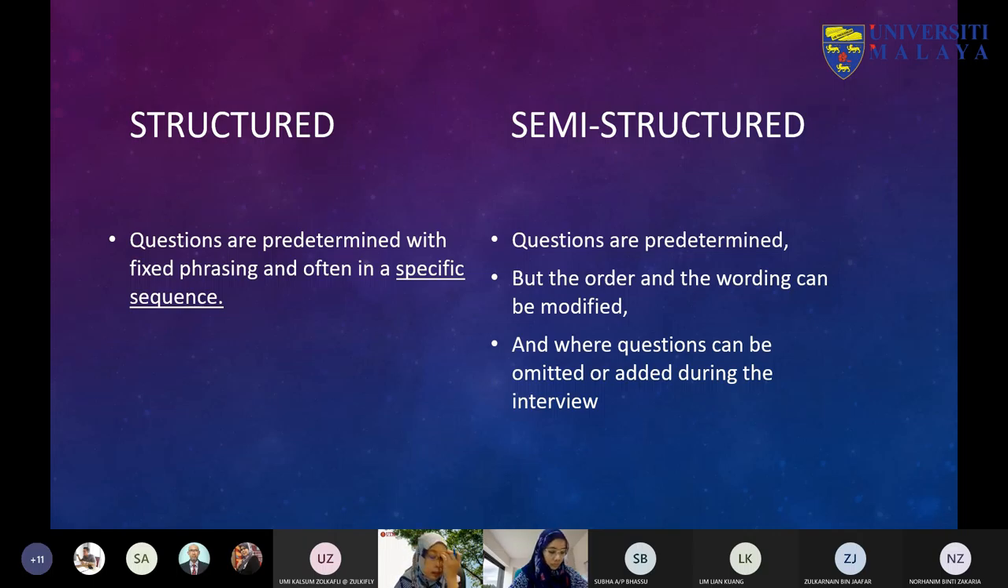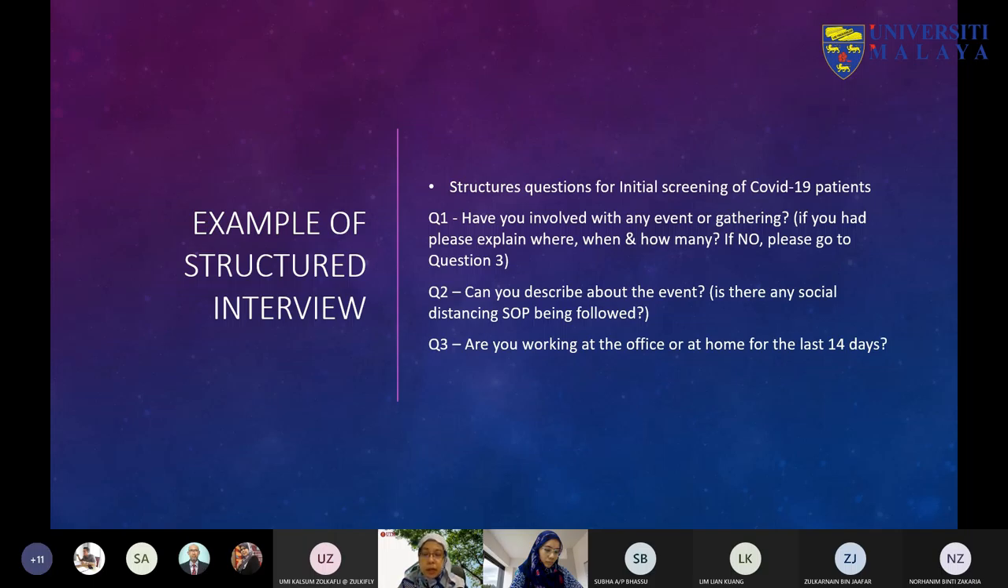So that is unstructured. And then we have structured and semi-structured. Structured and semi-structured are the same. The questions are developed under certain categories or phases or certain processes. Okay? Certain categories, certain processes or certain concepts that belong under different categories. So semi-structured and structured are the same. The only difference is structured must follow a specific sequence. Semi-structured is a bit flexible, but structured has a rule. So you must follow a specific sequence. So example. Example of structured interview. Okay. Structured question for initial screening of COVID-19 patient.